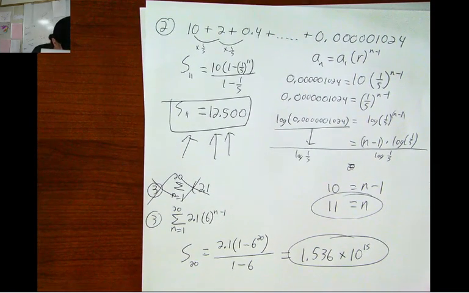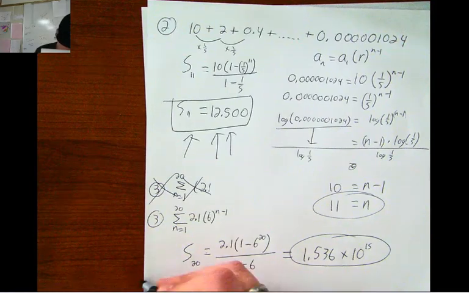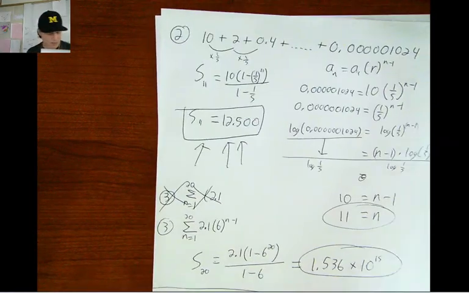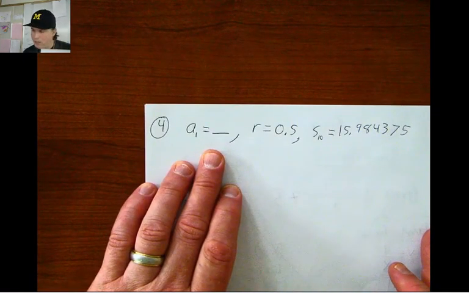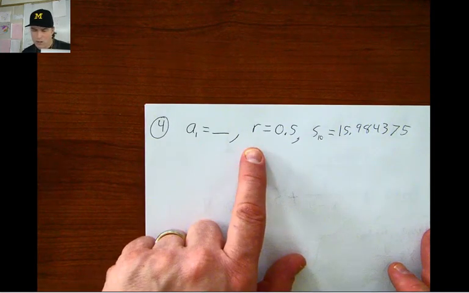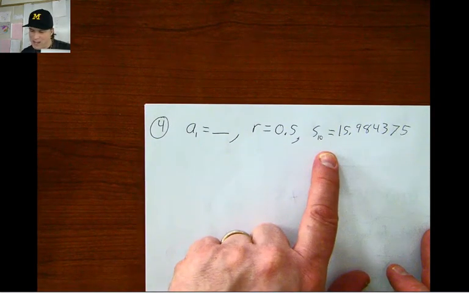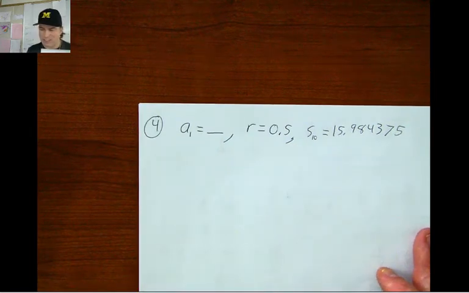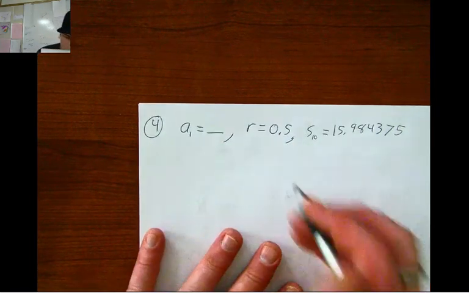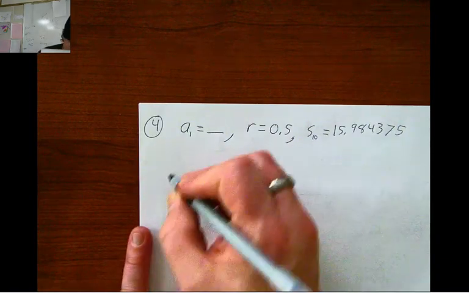All right, last one. And this problem's an interesting one. That's why we're doing it last. I'm looking for A1, but it gives me R and it gives me S10, which means it gives me N. So this is basically algebraically solving for A1.